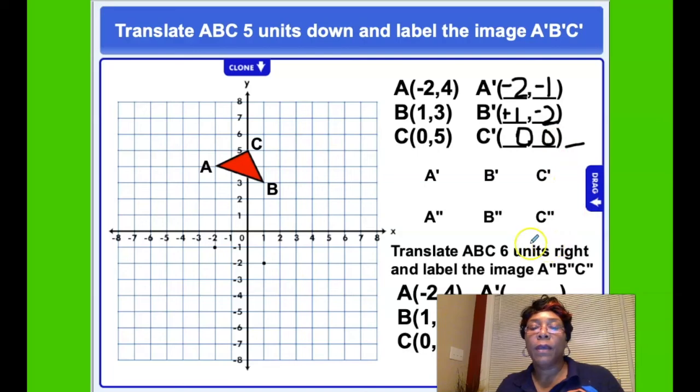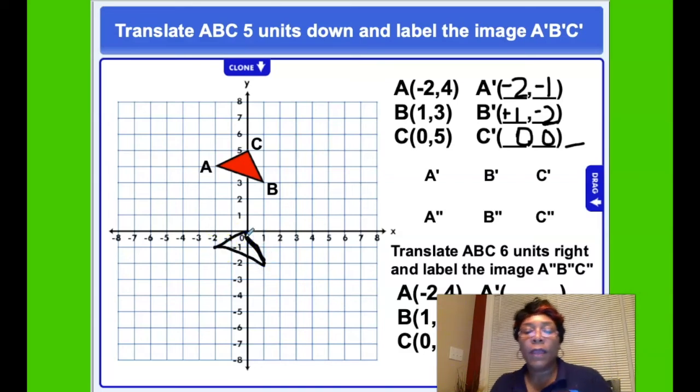All right, so then it says I'm going to do another one. And yes, I can connect my points. Let me go ahead and try to make it as straight a line as I possibly can. All right, so that is this triangle moved. Then let's try another one.